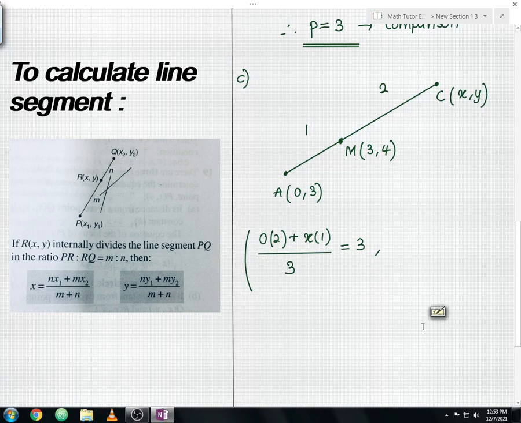Okay, similar step to the y coordinate. So the 3 you times with the opposite ratio 2. Okay, plus with y times with the opposite ratio 1. Okay, and you divide with the summation of ratio, in this case is 3. Okay, you calculate this, you should get equals to 4. Okay, let me underline the fraction and close the bracket.